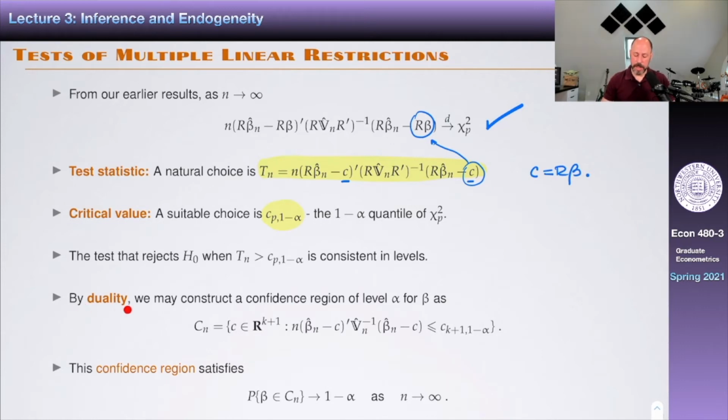And by duality, as before, we can construct a confidence region for beta if we just set R equal to the identity matrix. And then what is the confidence region? It's going to be all vectors of dimension k plus 1 such that our test statistic, which in this case doesn't have R because we set R equal to the identity, n times (beta hat minus C) prime, the inverse, (beta hat minus C), is less than the c_k+1,1-alpha critical value of a chi-square. And then this confidence region is going to satisfy the requirement that we want.